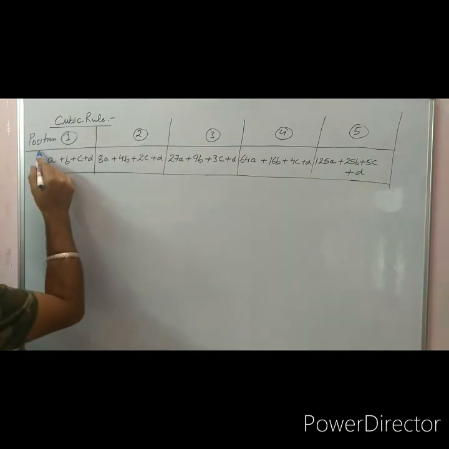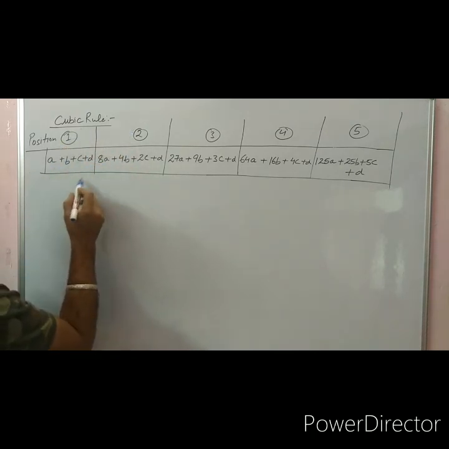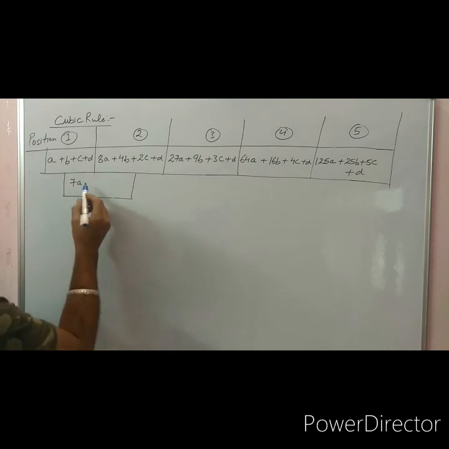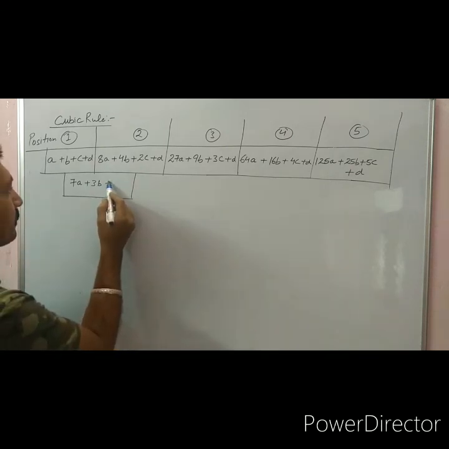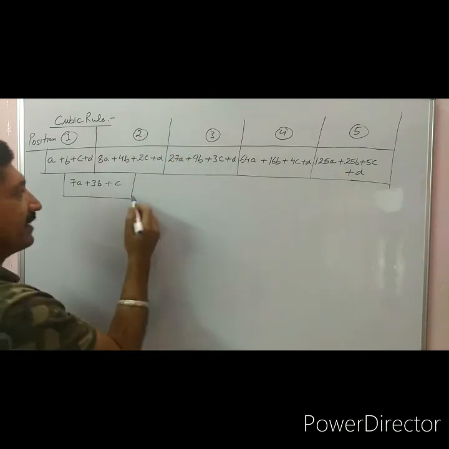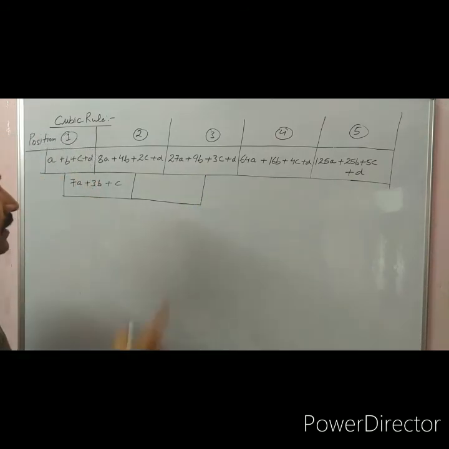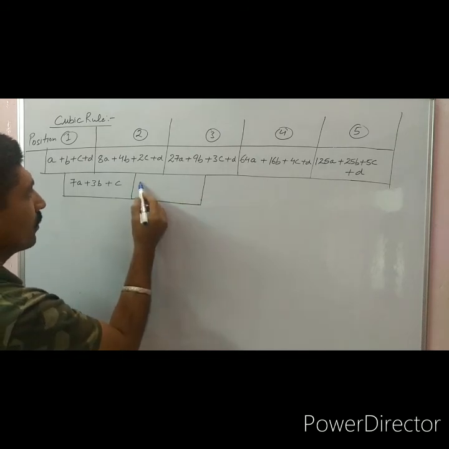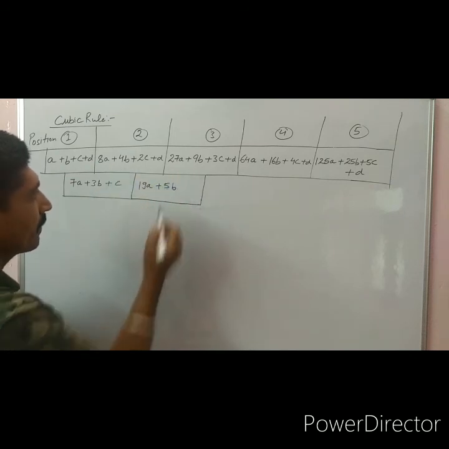So their first differences: second term minus first term, that is 7A plus 3B plus C. Now third and second difference, 27 minus 8, that is 19A plus 5B plus C.